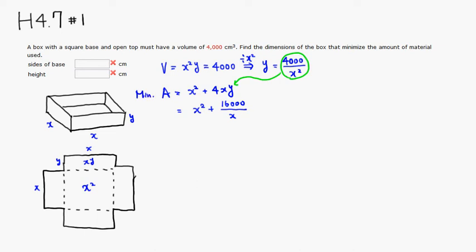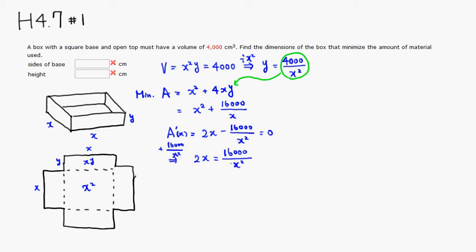Alright, so let's look at the critical number. We want to find A prime with respect to x. That would be 2x minus 16,000 over x squared. So that's the derivative, and I'm going to set that equal to 0. I'm going to add 16,000 over x squared. So we get 2x is equal to 16,000 over x squared.